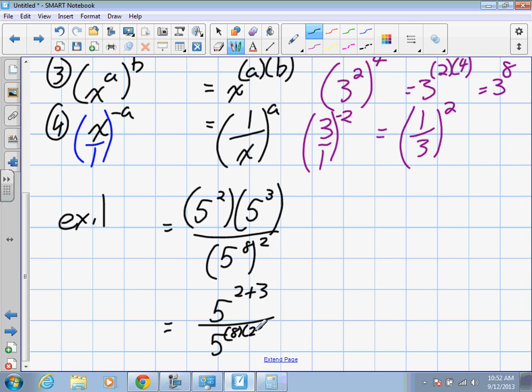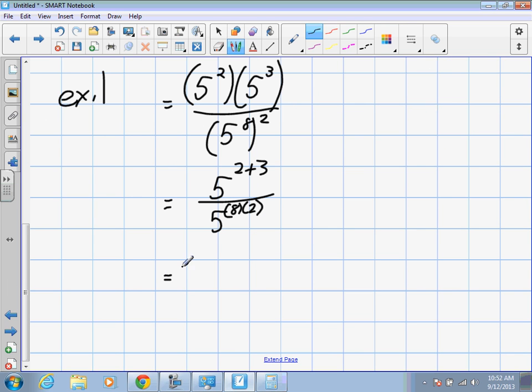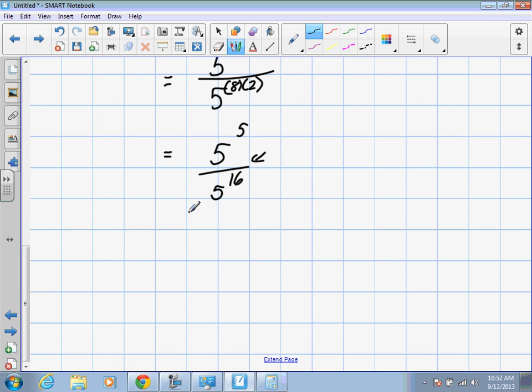A little different. This will leave us with 5 to the power of 5 over 5 to the power of 16. That leaves us with one last rule, a division question. And because it's dividing, we need to subtract our exponents. So we have 5 to the power of 5 to start, subtract the exponent on the bottom, which is 16, which leaves us with 5 to the power of -9. Oh, sorry, you're right, it is -11.